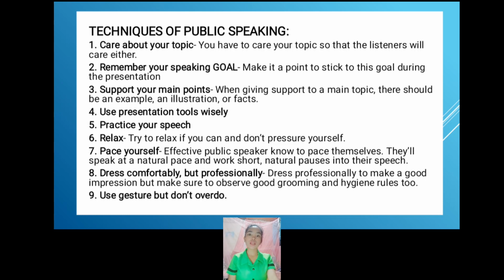Number eight is dress comfortably but professionally. Dress professionally to make a good impression, but remember to make sure to observe good grooming and hygiene rules too.